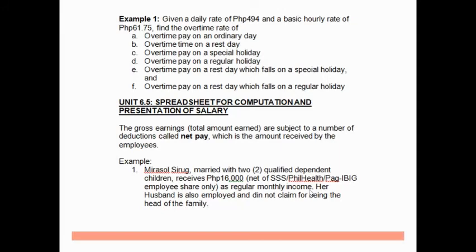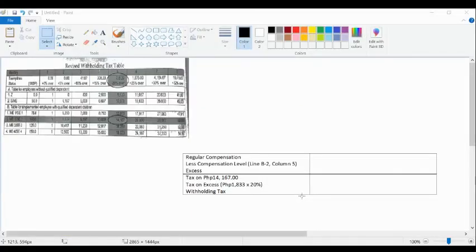So let's have an example. Mirasol Sirug, married with two qualified dependent children, received 16,000 pesos net of SSS, PhilHealth, and Pag-ibig employee share only as regular monthly income. Her husband is also employed and did not claim for being the head of the family. So for this, let's note that the basic monthly income of Mirasol, excluding non-taxable deductions, is 16,000.